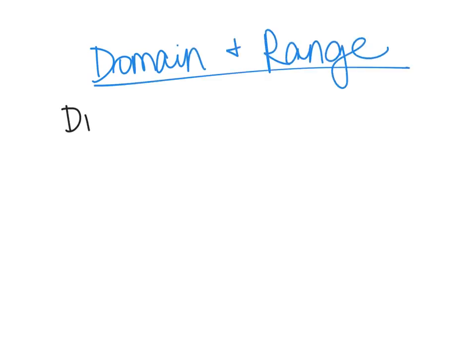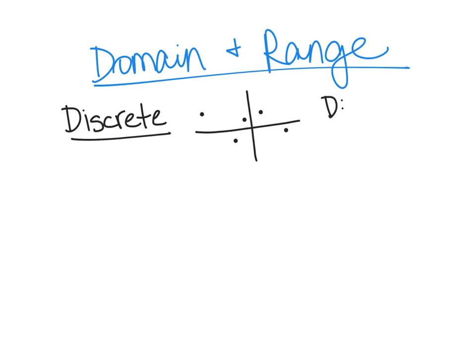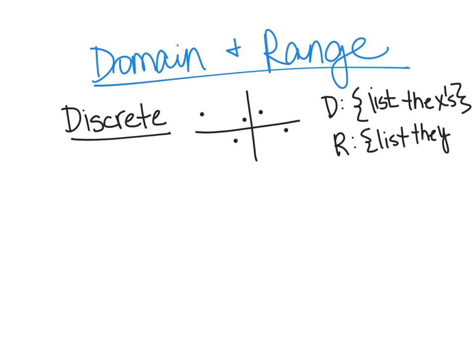So we have discrete functions, and those look like, on a graph, just dots that are there, or points that are plotted. Okay, they're not connected. And so our domain is going to be the set of all of the x values that are listed. So you're going to list the x's. And for the range, you're going to list the y's with commas between them all.